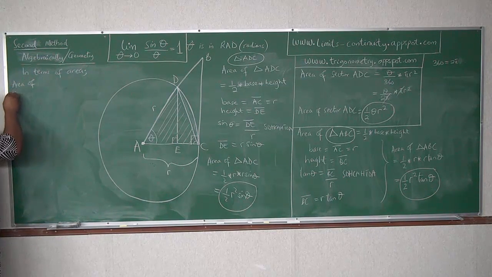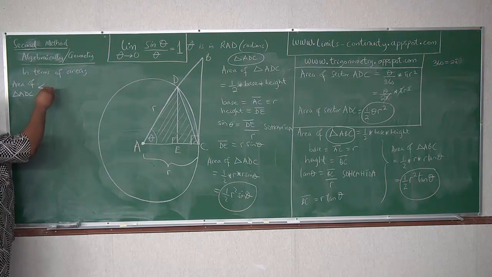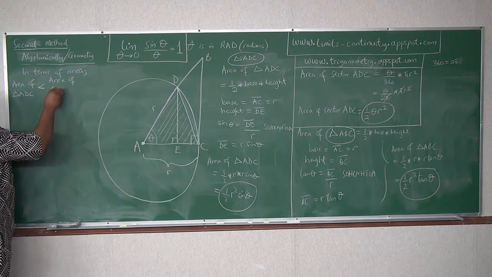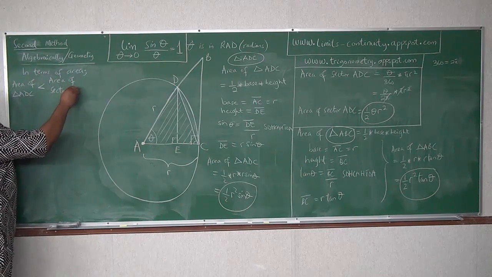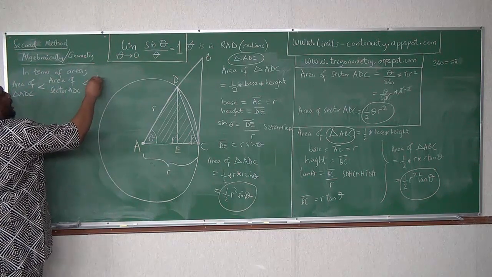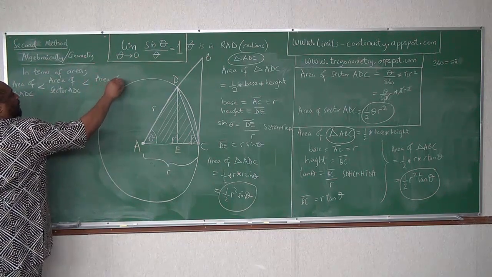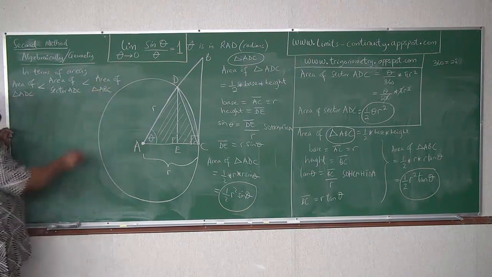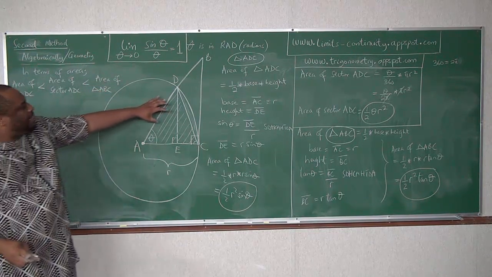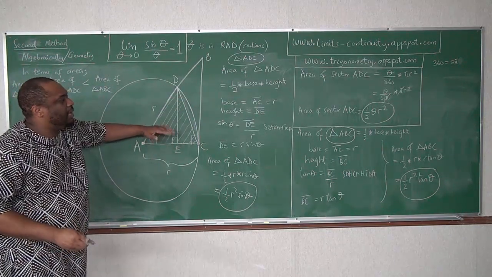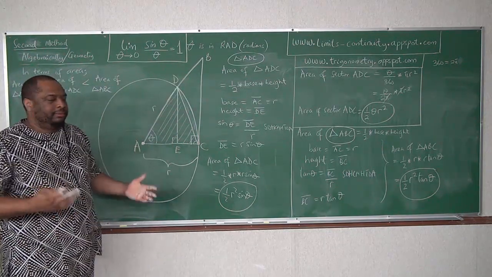Area of triangle ABC is less than area of sector ABC, and that is less than area of the bigger triangle. Okay. This area is less than the area of the sector, and that is less than the area of the triangle. This you can see.